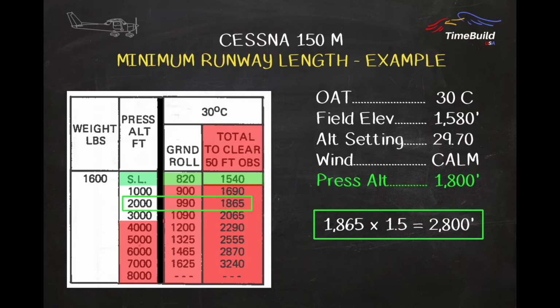To determine the minimum runway that must be available to the pilot for both takeoff and landing at this airport, the total to clear 50-foot obstacle distance would be multiplied by 1.5, resulting in a required minimum runway length of 2,800 feet.